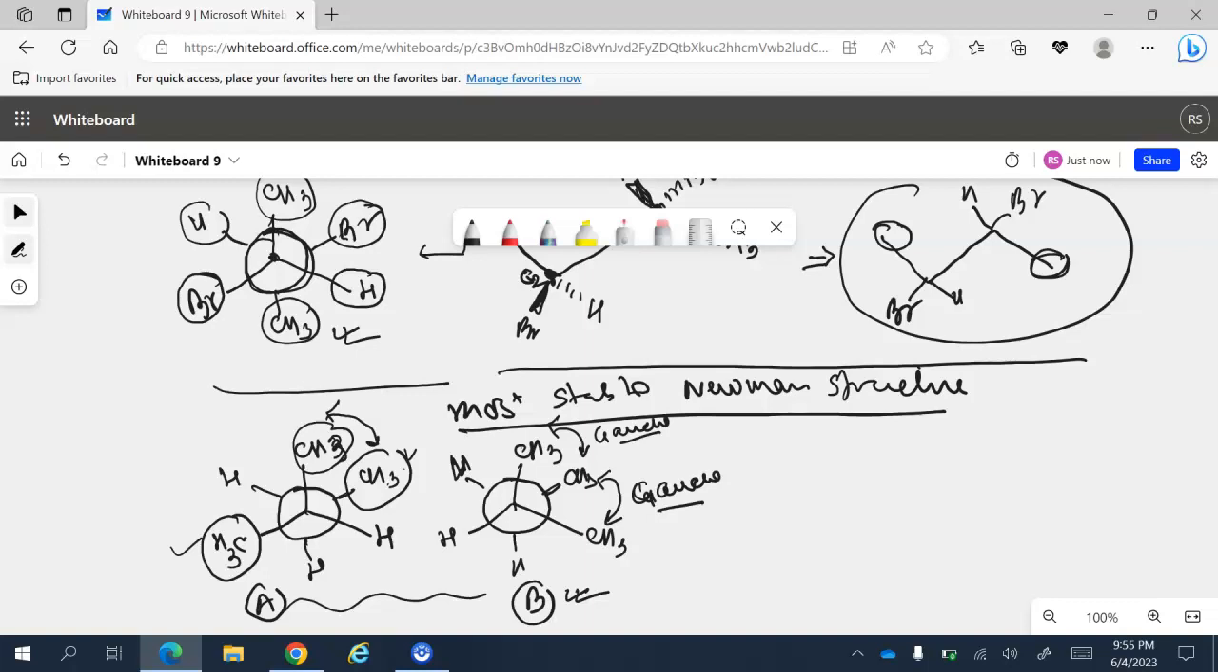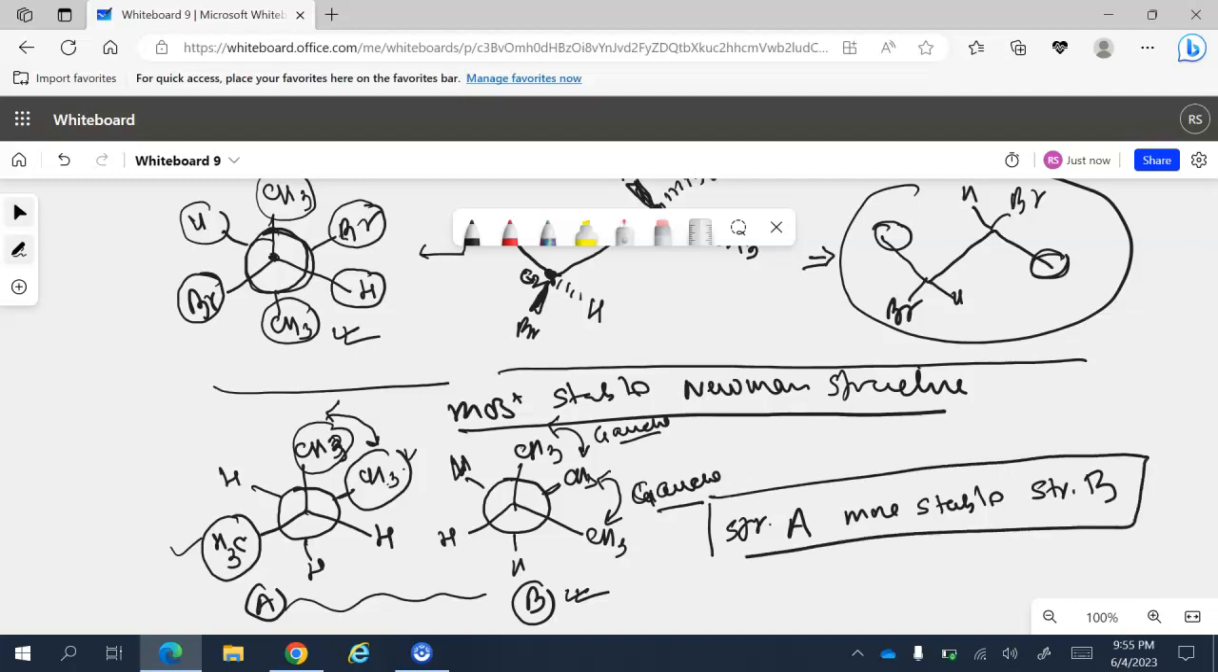Anti is favorable. So structure A is more stable compared to structure B. This is the result for this one, or we can say this one is more stable compared to B. That is how we can predict which structure is more stable in two Newman projections. Okay, thank you.